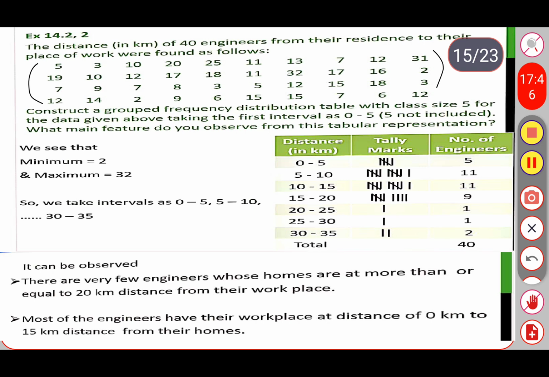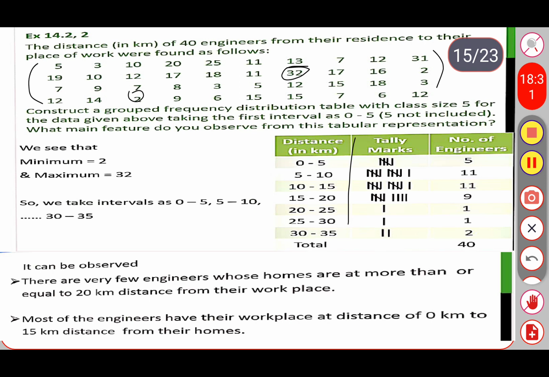Okay, so the first class interval is 0 to 5, the second one is obviously 5 to 10, next one 10 to 15, 15 to 20, 20 to 25, 25 to 30, 30 to 35. Because the least value is 2, that 2 will belong to the class interval 0 to 5. And the longest distance from their residence to working place is 32. It means the last class interval should be 30 to 35. We have already taken the class intervals as 0 to 5 up to 30 to 35.